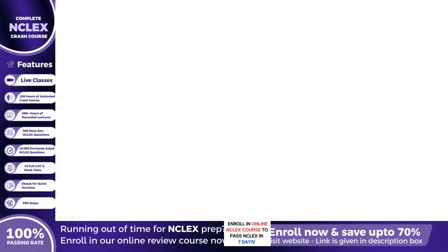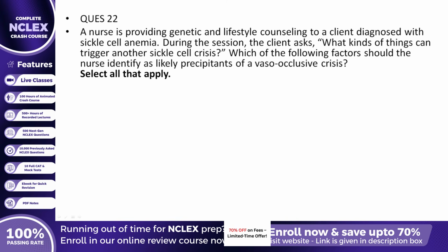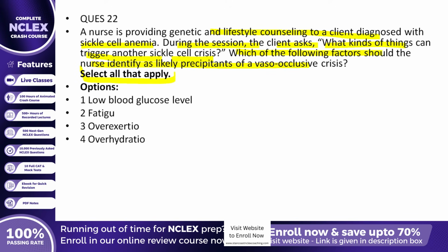Let us now transition into an insightful discussion that connects directly to crisis prevention in sickle cell anemia. In this scenario, a nurse is providing genetic and lifestyle counseling to a client diagnosed with sickle cell anemia. During the session, the client curiously asks, "What kinds of things can trigger another sickle cell crisis?" The question requires the nurse to identify which factors are known to precipitate a vaso-occlusive crisis. The options include low blood glucose level, fatigue, overexertion, overhydration, fever, and smoking. The correct answers are overexertion, fever, and smoking.